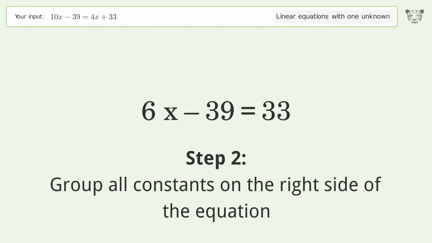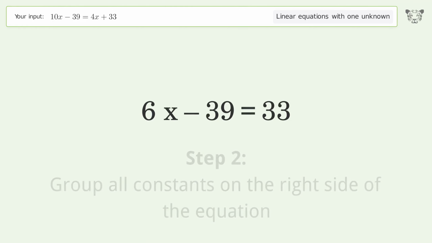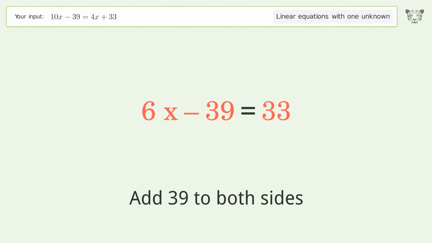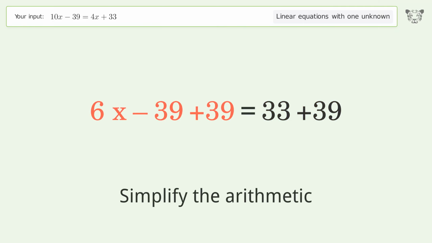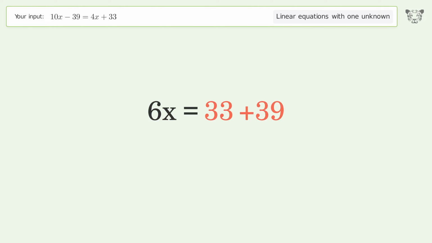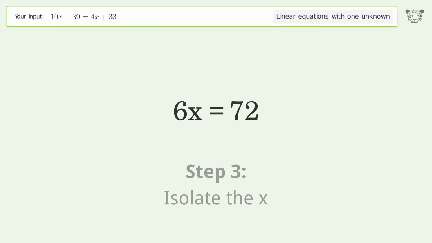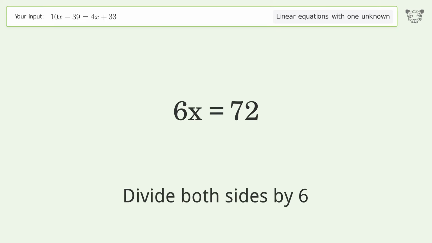Group all constants on the right side of the equation. Add 39 to both sides. Simplify the arithmetic. Isolate the x. Divide both sides by 6.